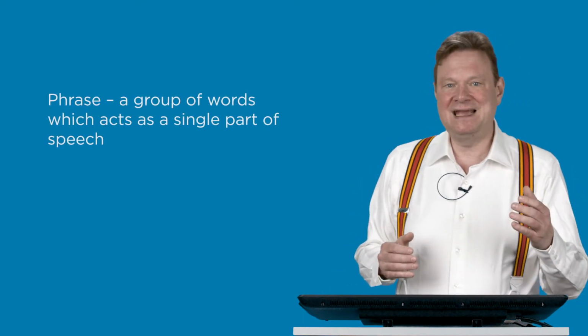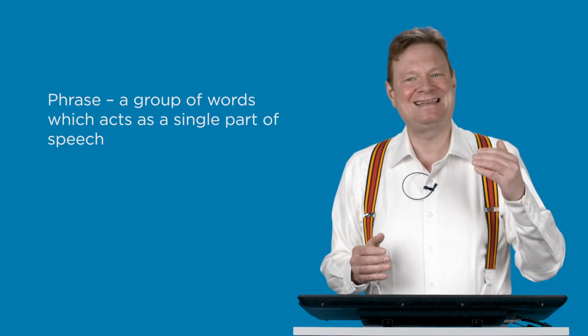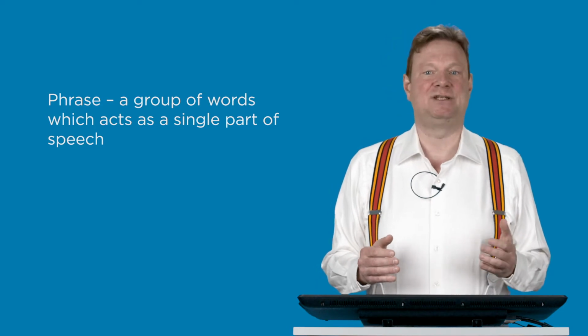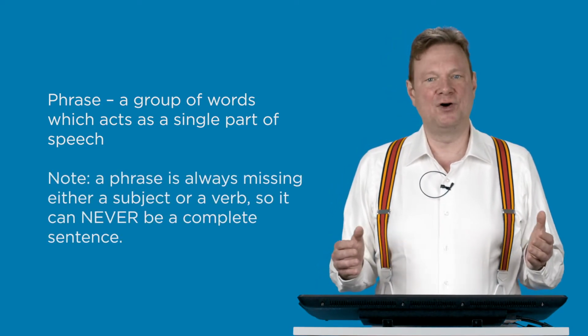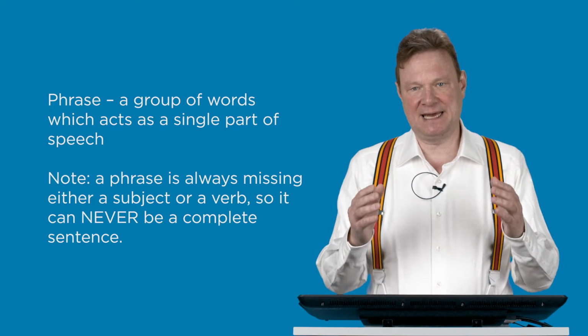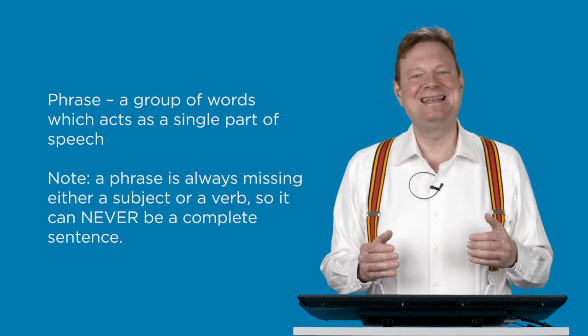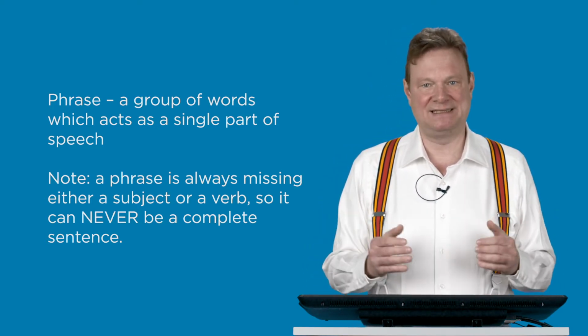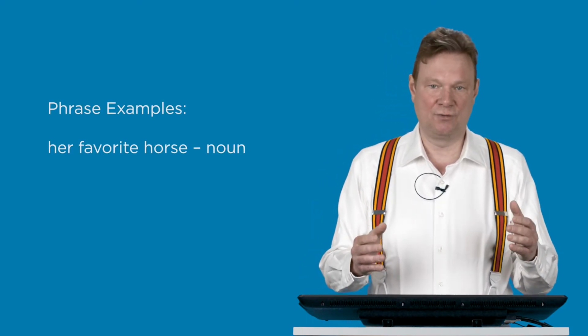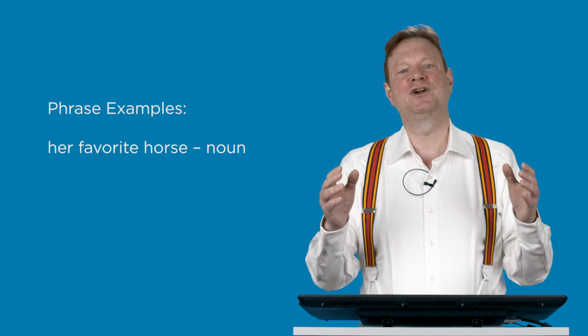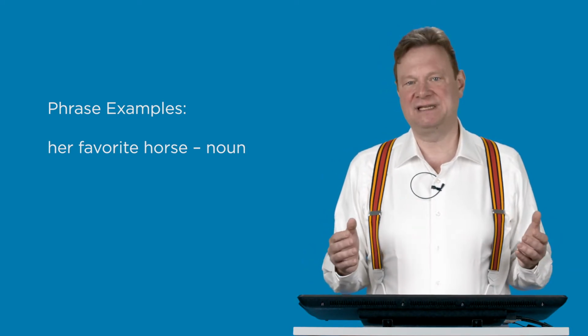Well, a phrase is a group of words which acts as a single part of speech. This group of words is always missing either a subject or a verb and can never stand alone as a complete sentence. Let's look at some different ways that phrases can work in a sentence. Remember that a phrase is a group of words which acts as a single part of speech. So, for example, her favorite horse is a group of words acting as a noun.